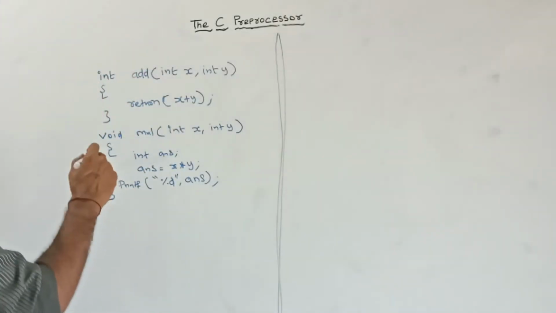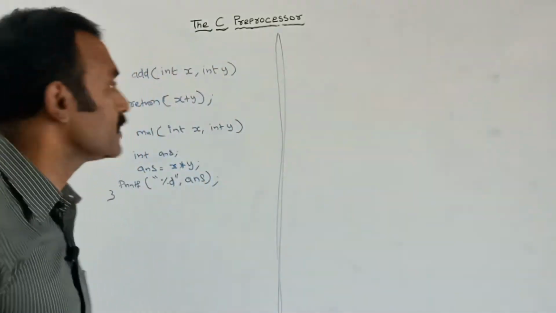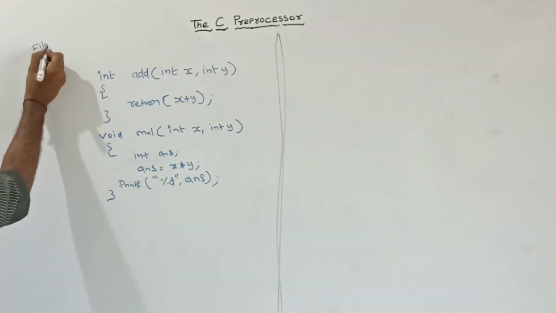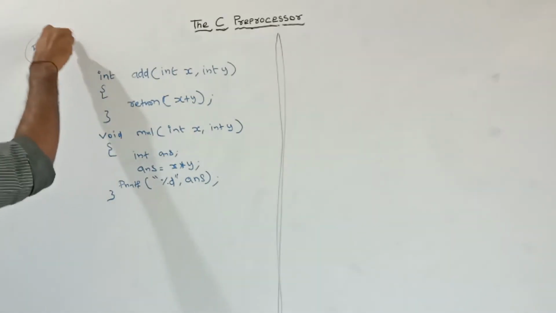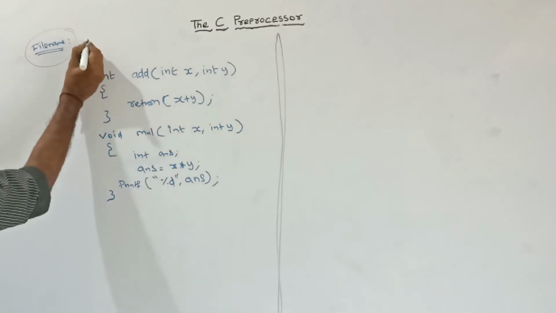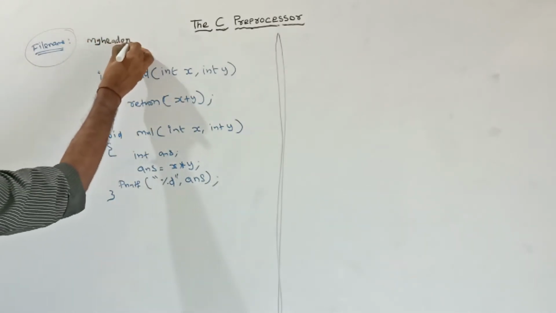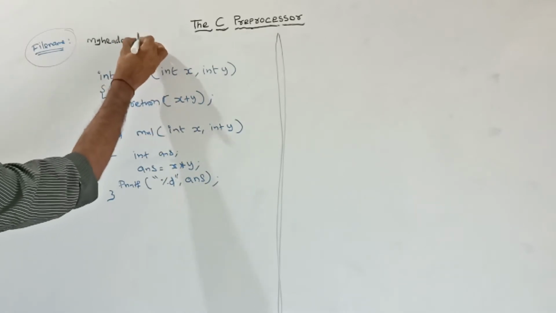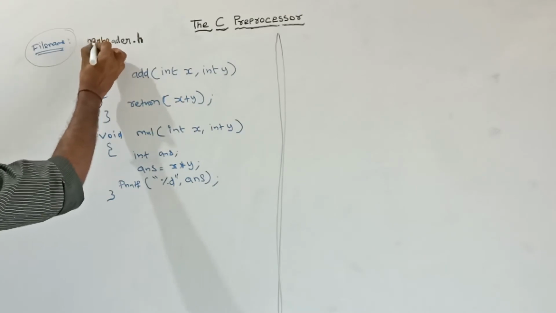The important thing is to save this file with the extension .h. I am going to store this file name as myheader.h. The file name with extension .h is the header file.